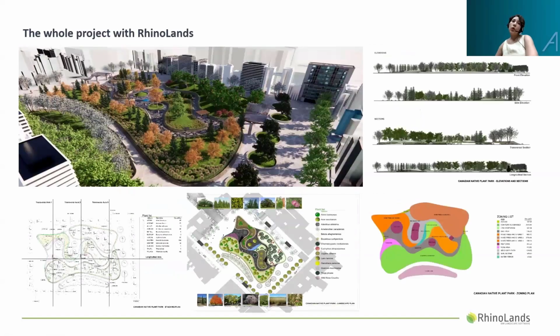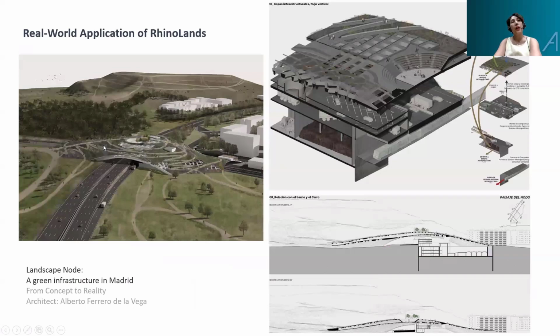So in summary, the whole project can be done by using RhinoLands. It means that you will produce different types of plans: conceptual plans, dimension, planting, and so on. You can produce different sections and views of the project, and then also you have the 3D realistic model of the project.